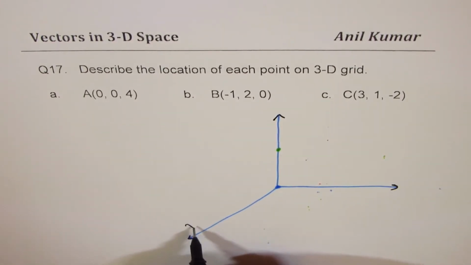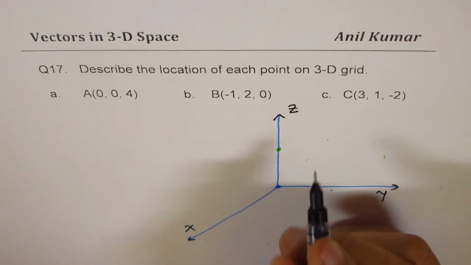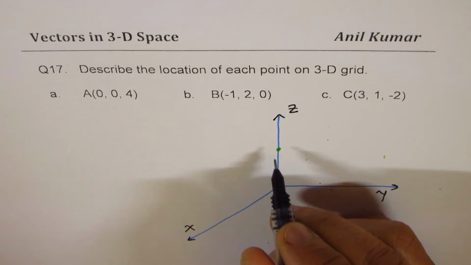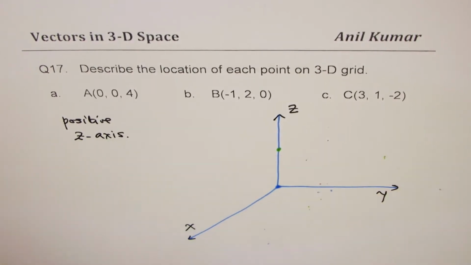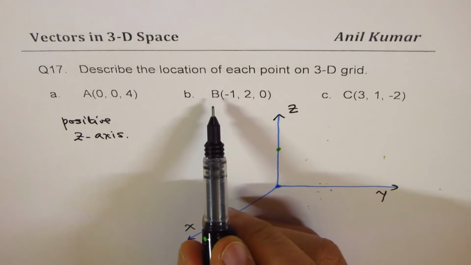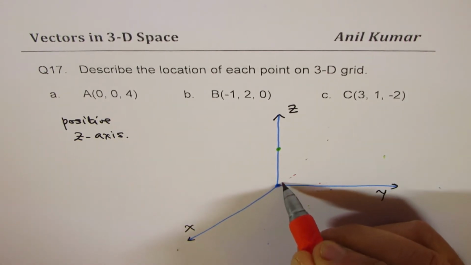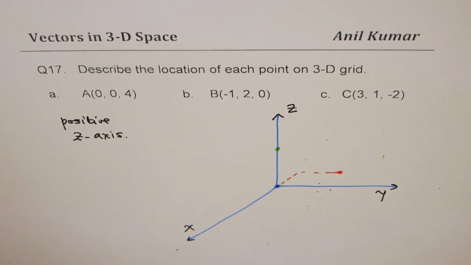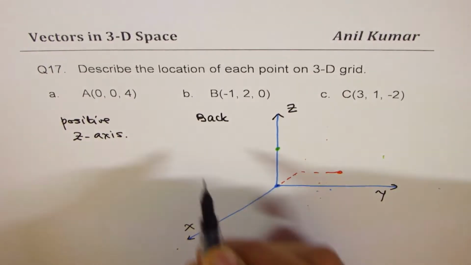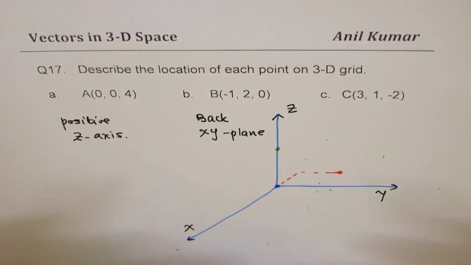So we have to understand describing these positions so that we can communicate better for all vectors in 3D space, right? So you see this point is only on the z-axis, right? So we'll say it is on the positive z-axis. That is how you're going to describe it. The second point here is b, which is -1, 2, 0. So -1 means you're going backside, right? 2 means you're here, but you are on the xy plane. You're not moving up. Is that okay? So how are you going to describe this? So this is on the back side on the xy plane. Does it make sense to you, right? You could say right also, right? Back right.